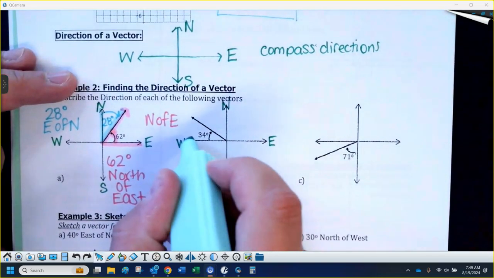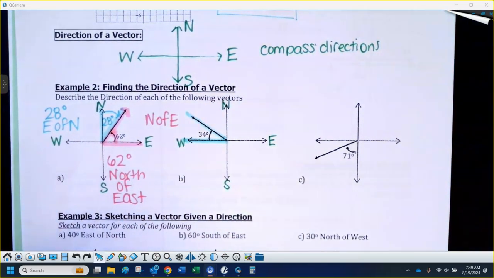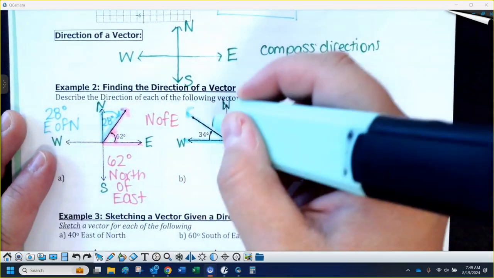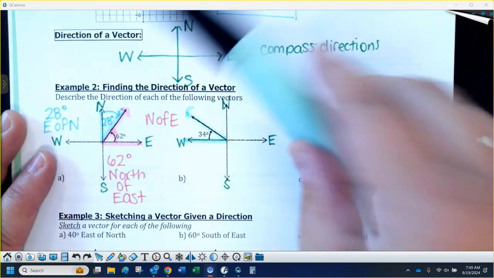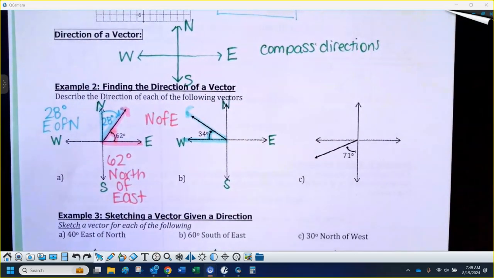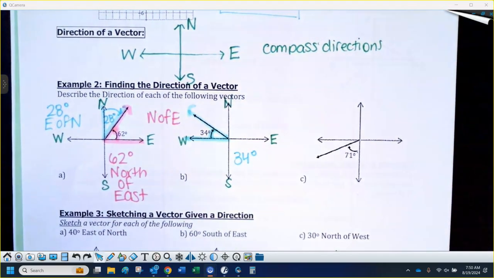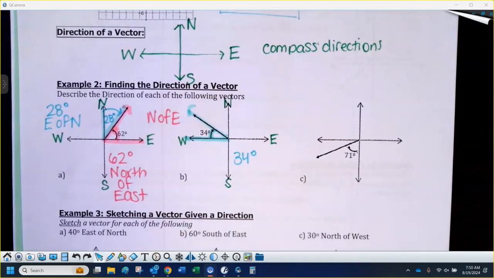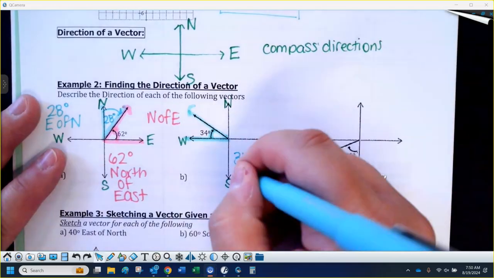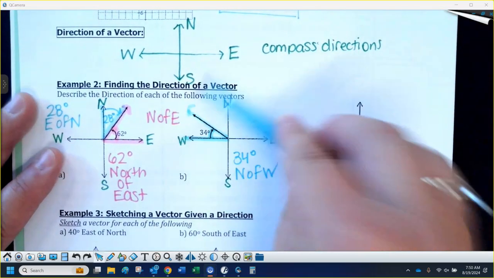So one side will be either the x-axis or the y-axis of that graph. You want to describe where you are starting and how you are moving to get to the vector. Does anyone want to try this one? This is 34 degrees. Can anybody raise your hand and tell me how you would describe it? 34 degrees north of west. Perfect. I'm going to write north of west, because you're starting on the west side and going up, so it's north of west.